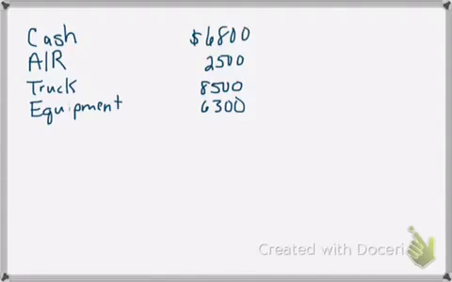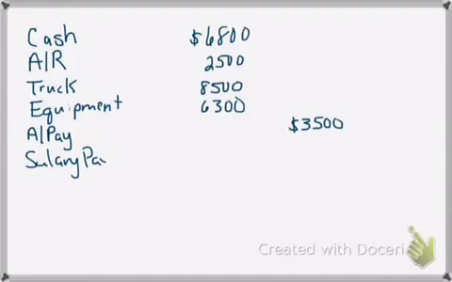After we finish all the assets, then we would go to the liabilities. We have accounts payable. And accounts payable has a credit balance of $3,500. Other ones that we have, it looks like notes payable and salary payable. So I'm going to do salary payable. It's at $200. And then we would have our notes payable is going to be at $8,200.